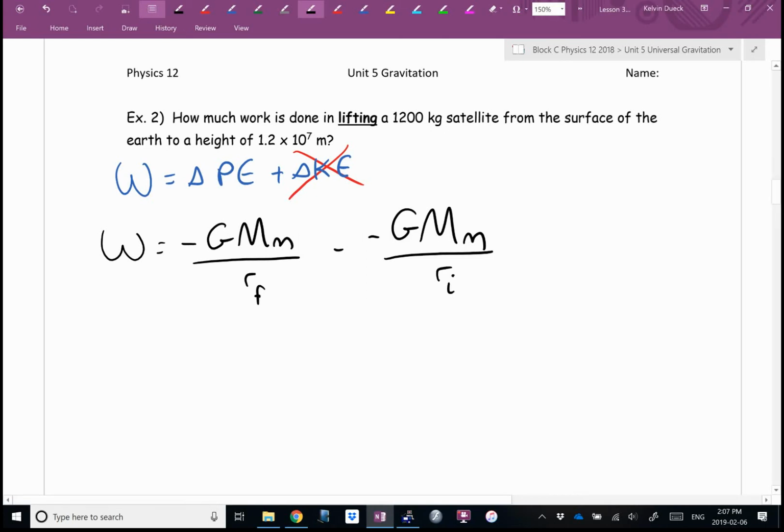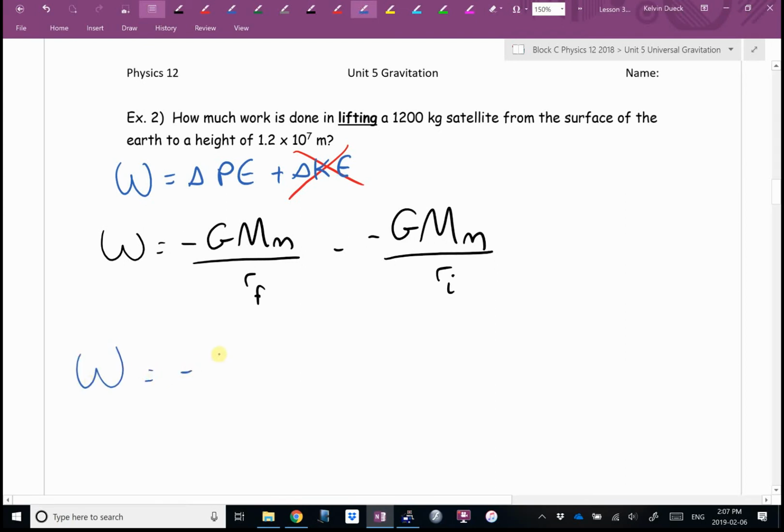Do the little m's cancel this time? No, and that makes sense. It should take more fuel to put the space shuttle up there than it would take to put a little tiny satellite up there. It should take more work. So the m's shouldn't cancel here. All there is for it now is lots of writing and typing. The work is going to be negative.